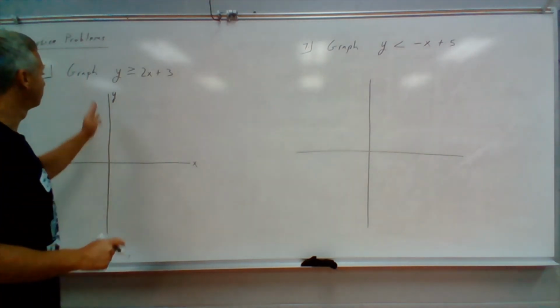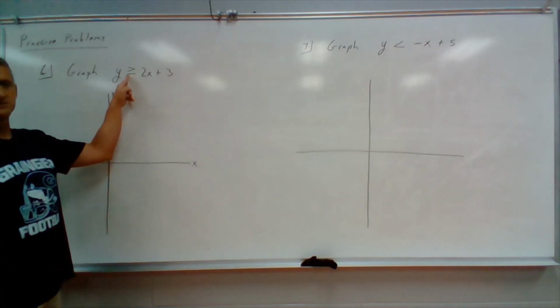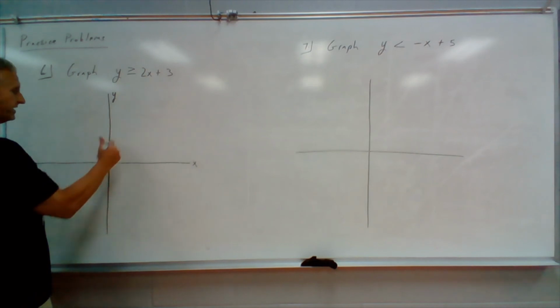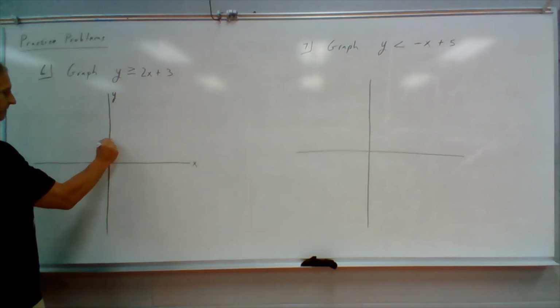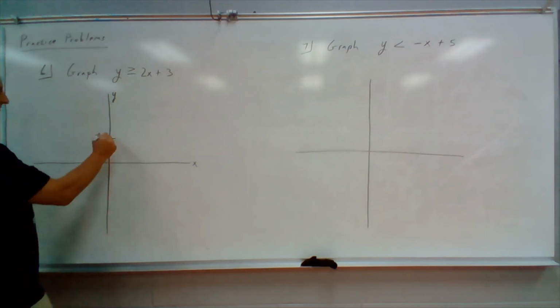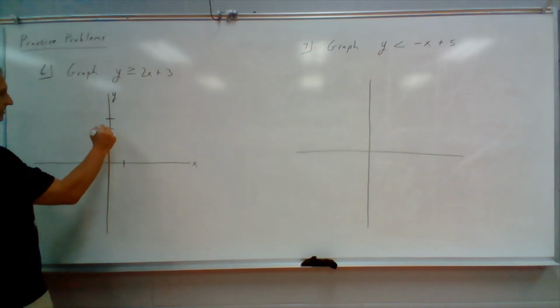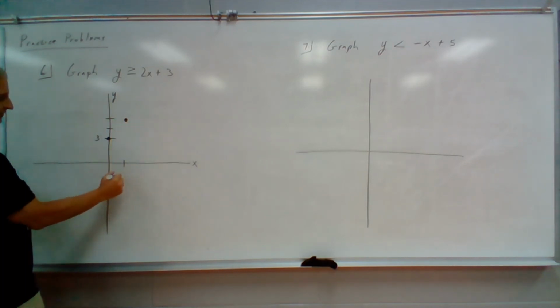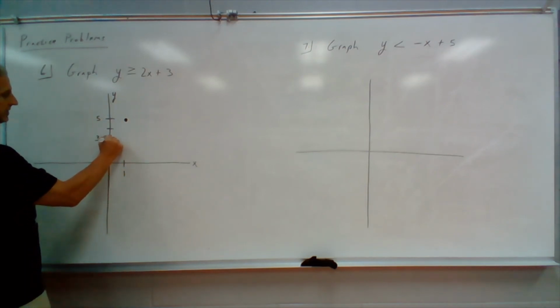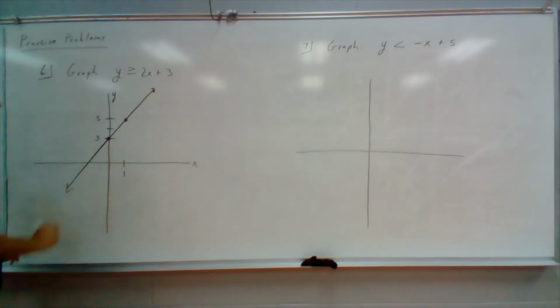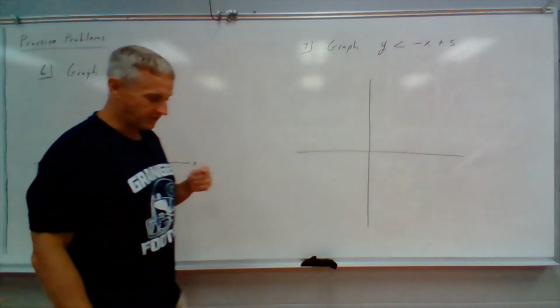Okay, so the first one, notice it's greater than or equal to, so we're going to have a solid line. My y-intercept is at 3. My slope is 2, so I need to go up 2 and over 1. So if I go up 2 and over 1, this point will be 5, this will be 1. I need a solid line. So we have that. All right, now I need to figure out which side I need to shade.